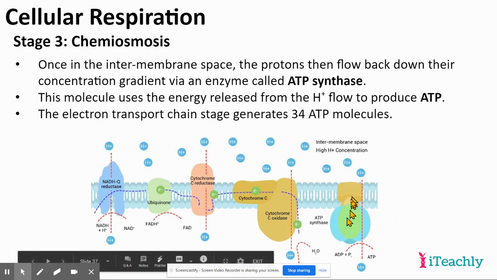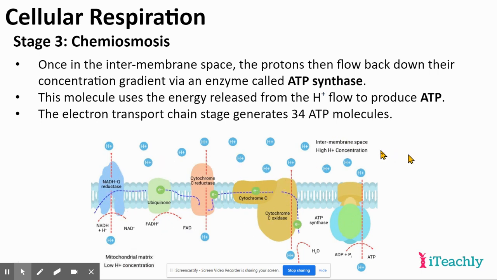This is the electron transport chain again, right? And this generates 34 ATP. So this is the big bang for your buck. This is where you get almost all your ATP.